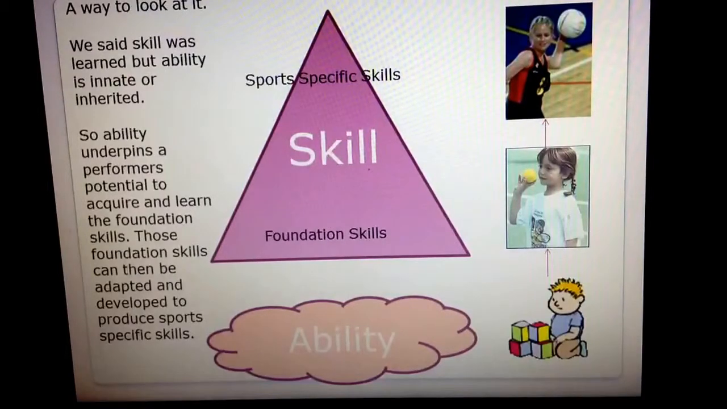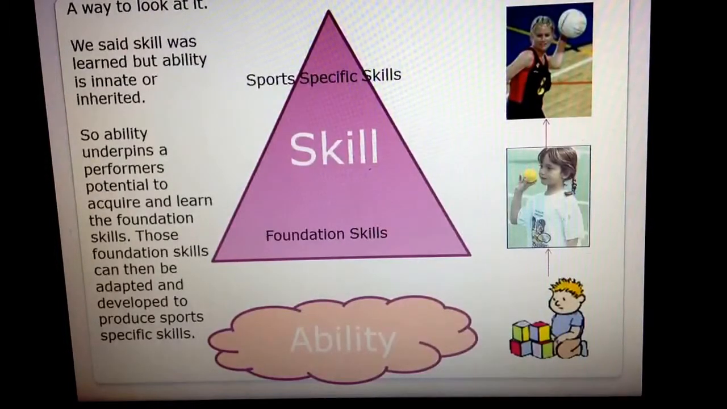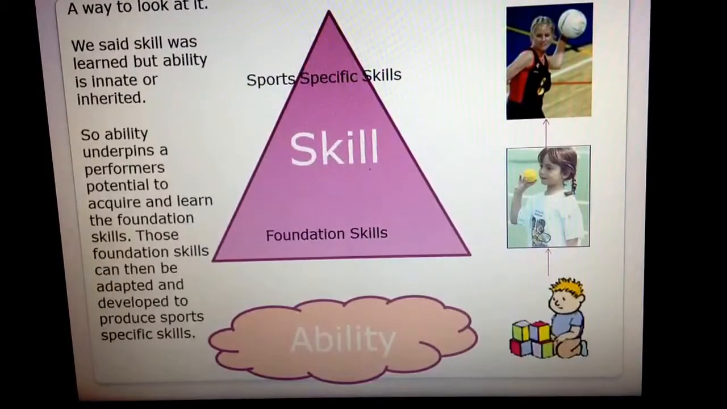Foundation skills such as walking, catching, throwing, cycling. And then those foundation skills can be adapted and developed to produce the sport-specific skills at the top. So learning to play catch, or throwing a ball back and forth to our parents in the garden when we were doing our foundation skills, leads to those sport-specific skills of a shoulder pass in netball, for example.